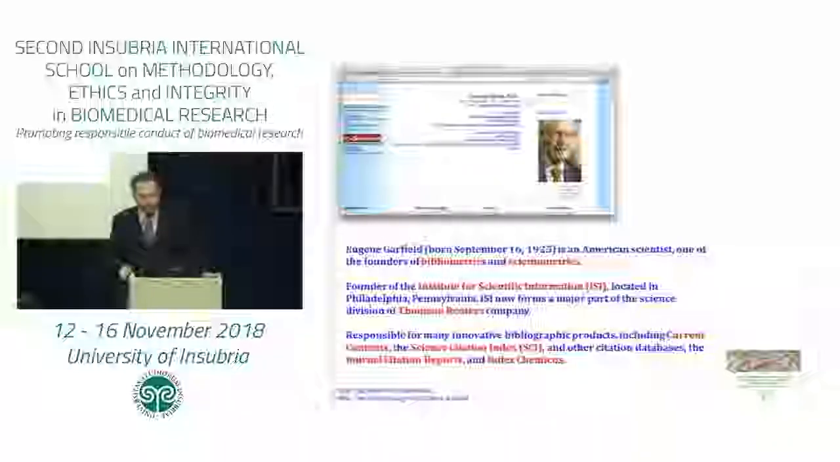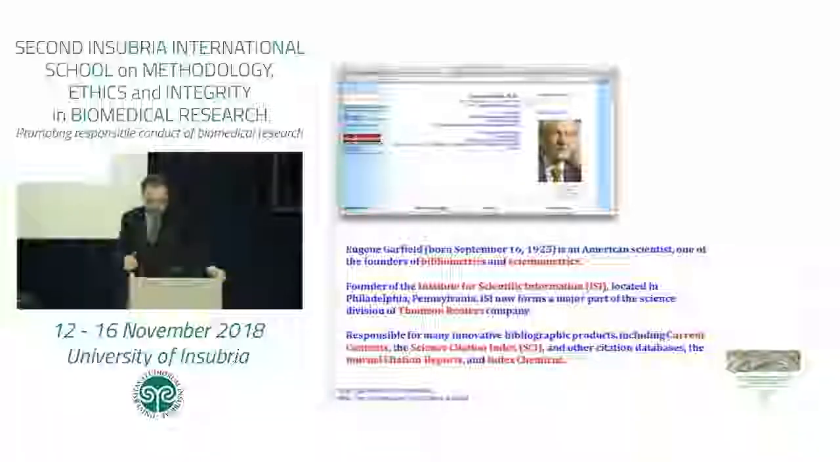This guy, Eugene Garfield, is generally considered the main founder of modern bibliometrics and citation analysis. He's the founder of the Institute for Scientific Information, which gave rise to the science division of Thomson Reuters, which very recently has been bought by Clarivate Analytics, which is a very big boss of citation analysis, which grew up as a worldwide industry.